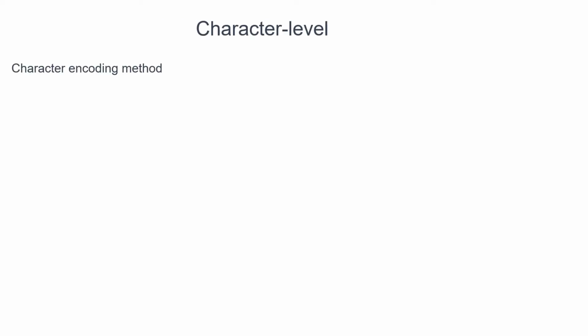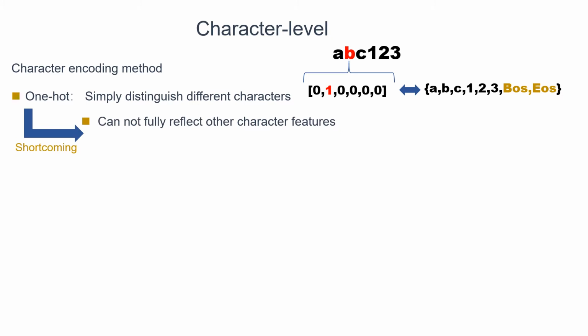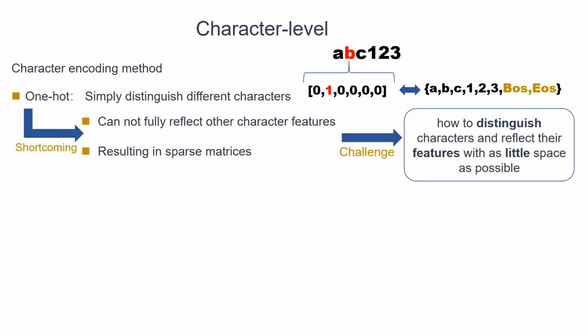Firstly, we focus on character-level models, and the character encoding method is a feasible way to improve. One-hot encoding method only classifies different characters, but cannot fully reflect other character features. Moreover, the matrices converted by the one-hot encoding method are sparse. The main challenge for character encoding is how to distinguish characters and reflect their features with as little space as possible.